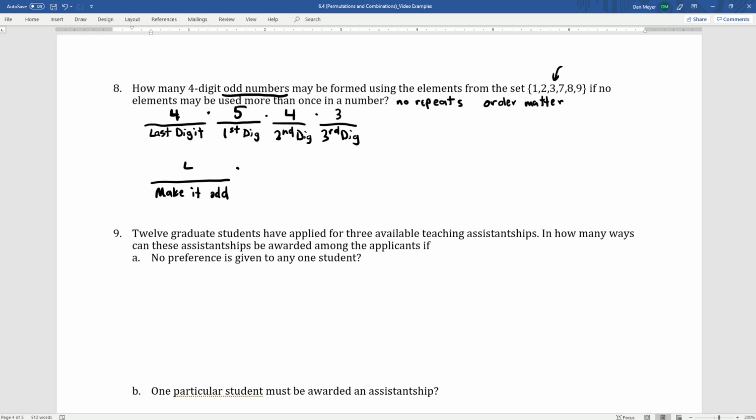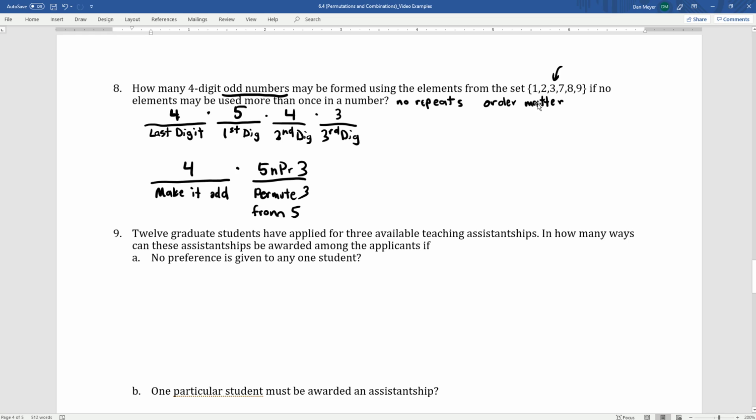Make it odd by choosing one of those 4 odd digits to be last, and then tack on a 3-digit number before that, which is a permutation. Permute 3 from the 5 that are remaining. So that would be 4 times 5 P 3. So again, we're basically just saying, all right, pick an odd number, 1, 3, 7, or 9. That's going to be our last digit. And then from the remaining 5 element set, we're just going to tack on a 3-digit number in front of it.